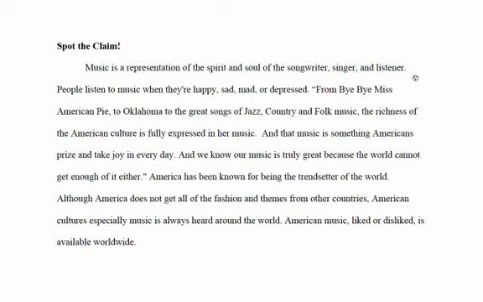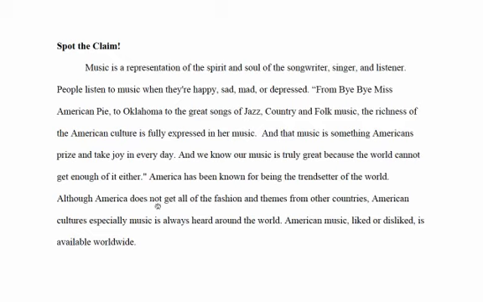Most reasonable people would agree with this. People listen to music when they have emotions. Again, most people would agree. Then we have a quote, and usually a quote is not a claim. America has been known for being the trendsetter of the world. Okay, I could agree and disagree with this, but it's kind of vague and general.